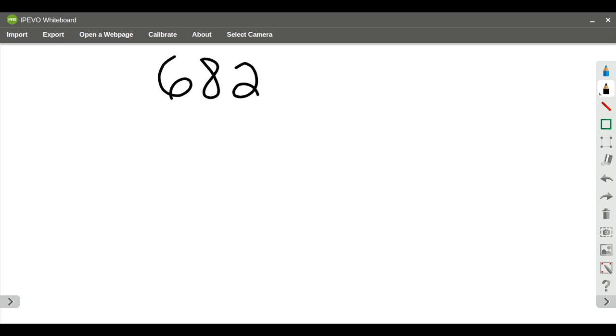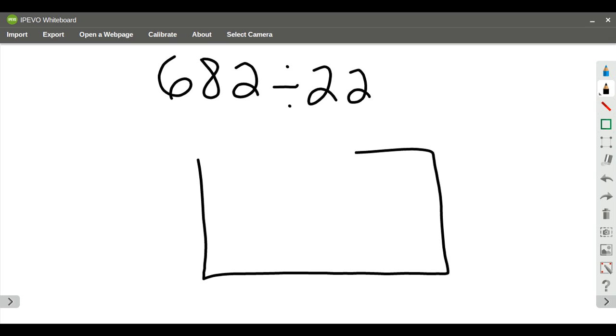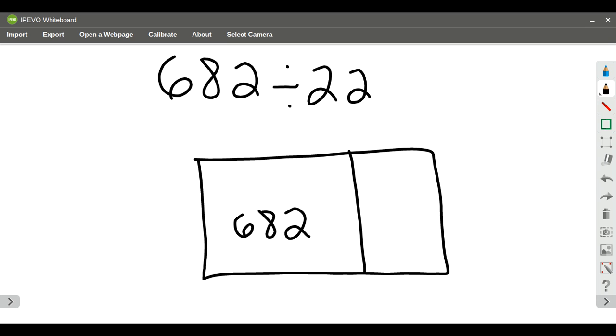682, and I'm going to divide that by 22. So I go ahead and I build my area model. And if you want to make it to where this value is a little bit smaller, go ahead and do that. I'm going to do 682. I'm going to put that here. 22 is going to go off on the side. And now I have to look at how many 10s I'm going to multiply 22 by to get me near 682. So to do this, to give you a strategy, I'm just going to look at the 2 here, and I'm going to look at the 6 there.